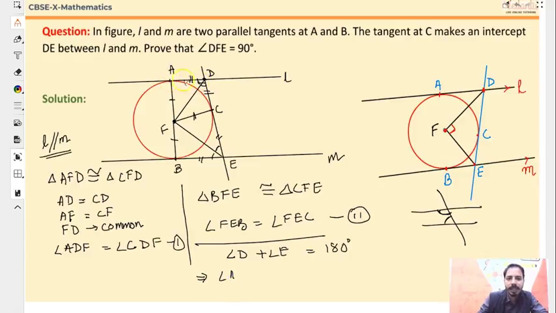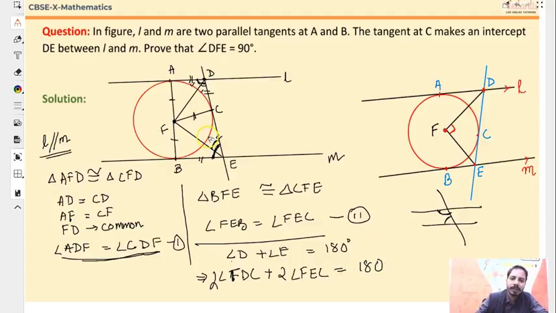Now angle D is nothing but ADF and FDC. We have written it here, right? So I can say that this angle D can be written as 2 times angle FDC, because this angle is equal to this angle. Similarly, this complete angle can be written as 2 times this angle, because these two are equal parts. So 2 times angle FEC. So that is equal to 180.